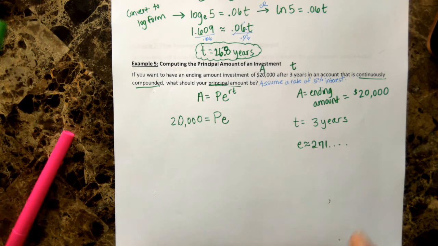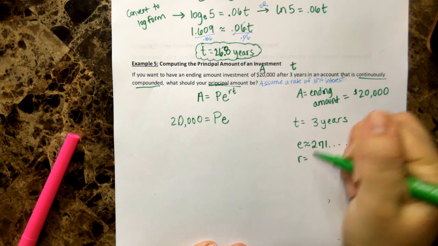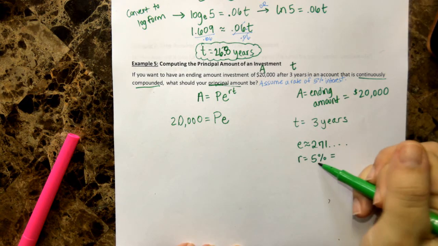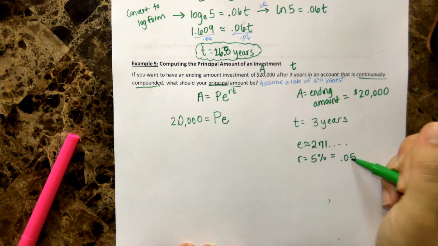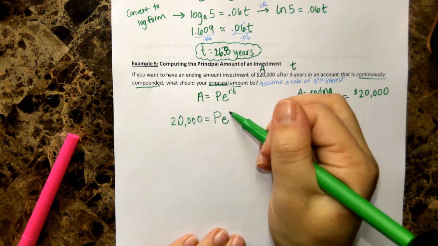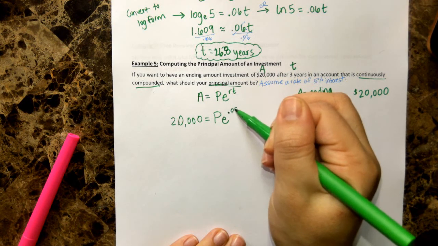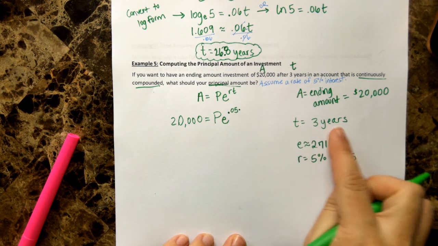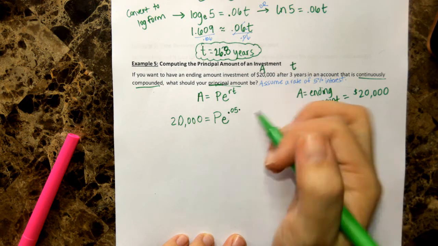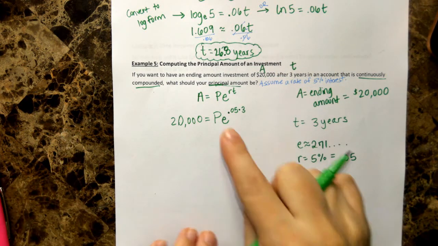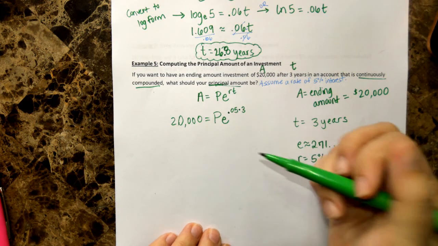So back to our problem. Our R value, I just said, was 5%. But as a regular number, 5% would be 0.05. So when I'm plugging in R, I'm going to plug in the number 0.05 times T. T is the number of years that have gone by, and that'll be 3. Okay. So I know everything except for P. So I'm going to just solve for P.